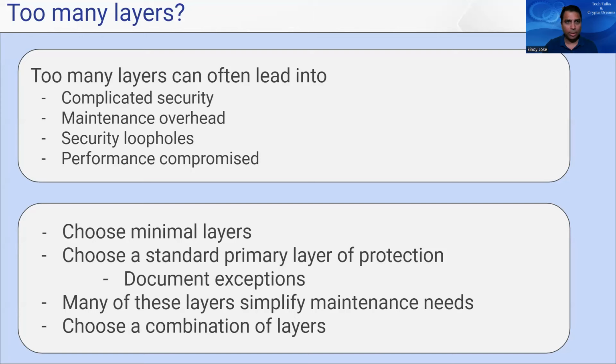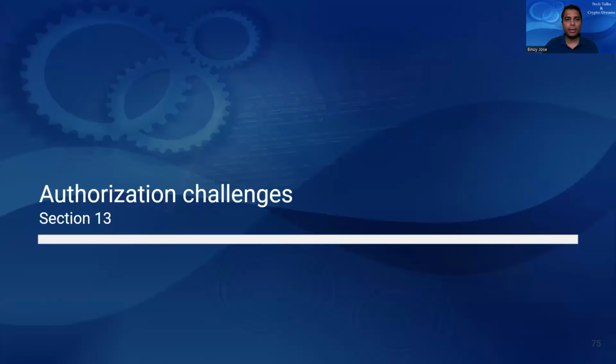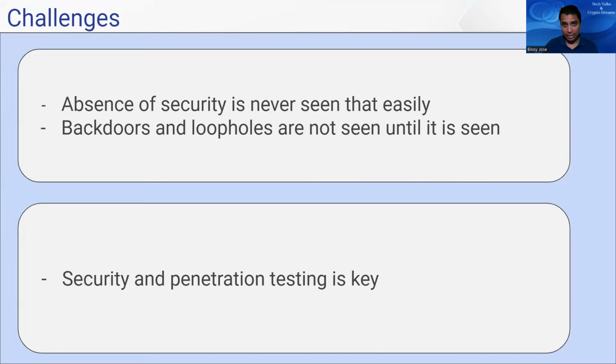Too many layers can often lead into complicated security maintenance, overhead, security loopholes, performance compromise. Obviously, I discussed all these things today. You don't want to engage all of it. You want to engage minimal. As I said, authorization requires fewer layers. Authentication requires more layers, right? So keep this minimal but necessary. What is necessary? Standard primary layer of protection, document exceptions. Many of these simplify maintenance needs, choose a combination of layers. Yes. So I think these are the challenges. Absence of security is never seen that easily. Backdoors and loopholes are not seen until it is seen. Security penetration testing is the key.